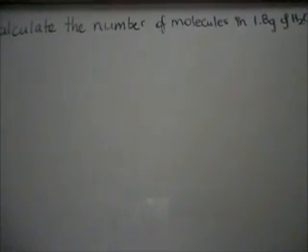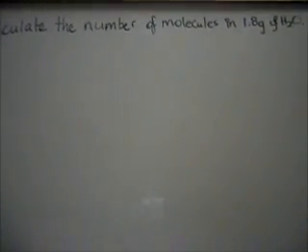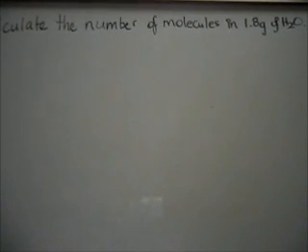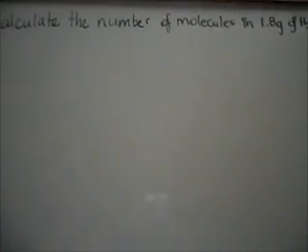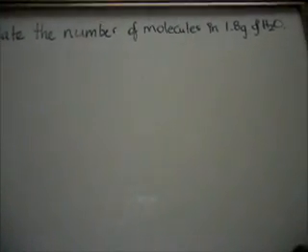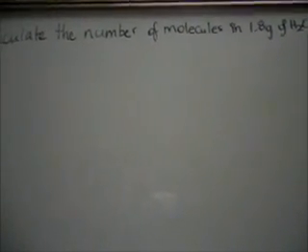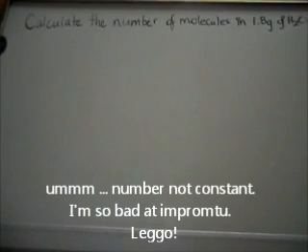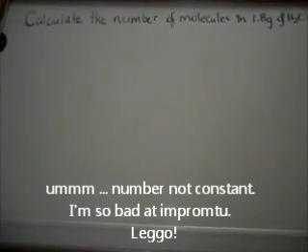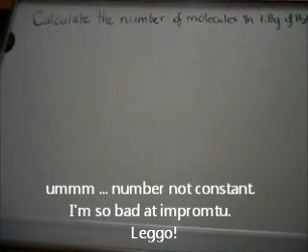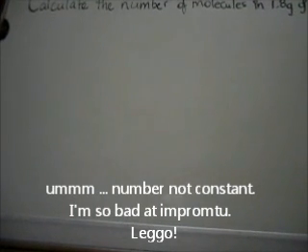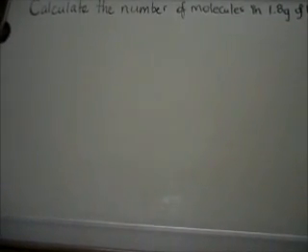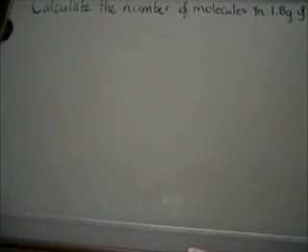How to calculate the number of molecules in 1.8 grams of water. Now, anytime you have a question asking about molecules, you always have to consider Avogadro's constant. Avogadro's constant is 6.022 times 10 to the 23 anythings, and that is in 1 mole of anything that you have.